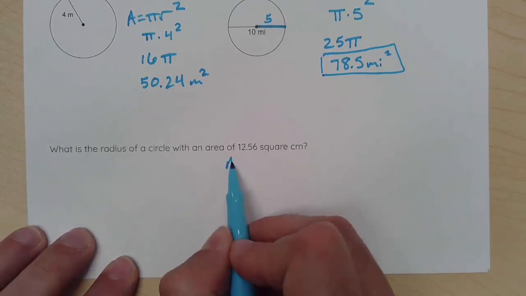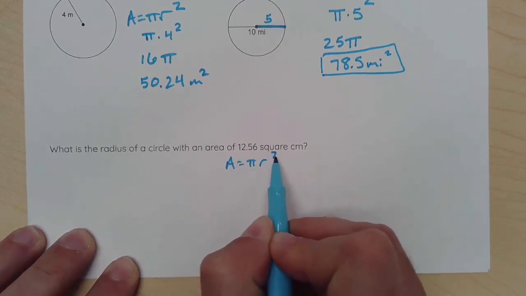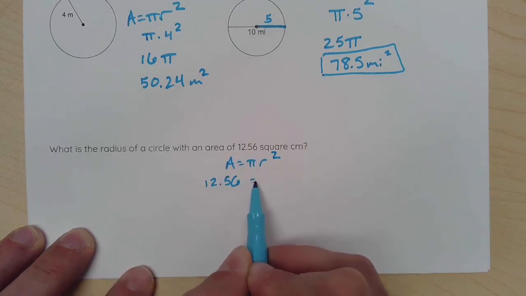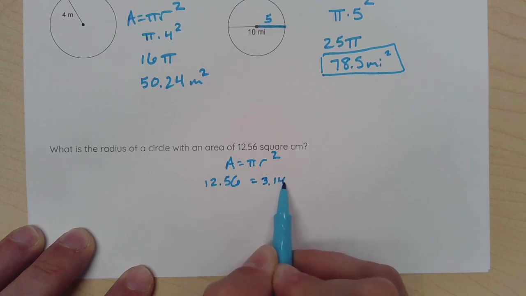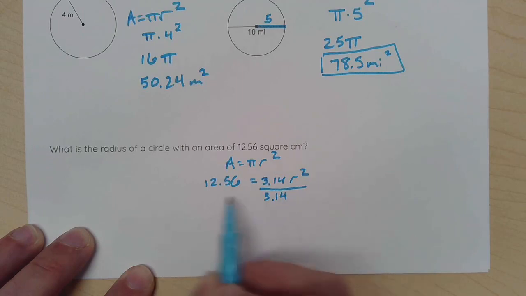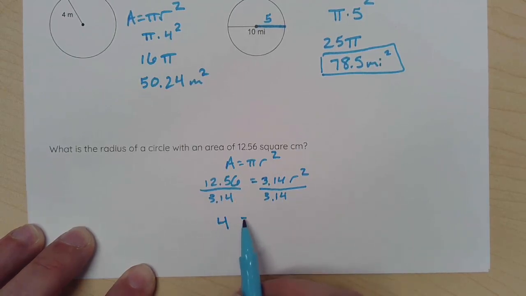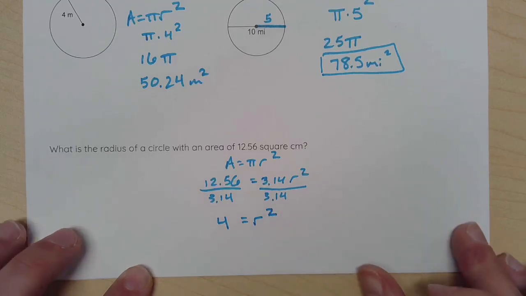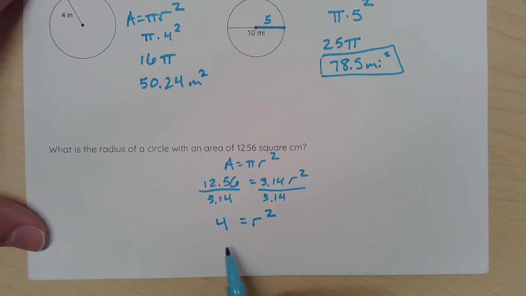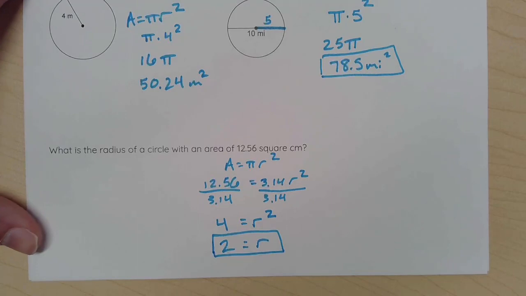Here I know the area is equal to pi r squared, and my area is 12.56. Divide both sides by pi. I get 4 equals r squared, and I think to myself, what times itself makes 4? What number squared is 4? And that result is 2. If you did have any difficulty with any of those problems, you're going to want to check in with me at this point.